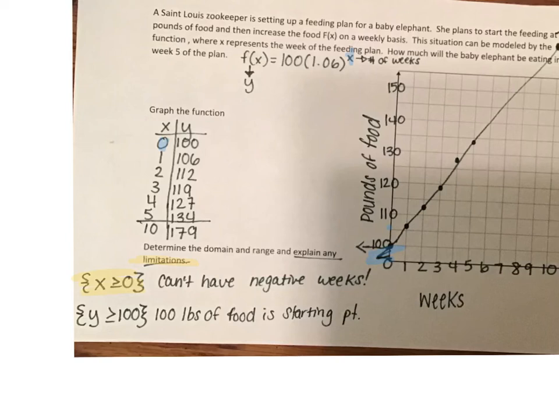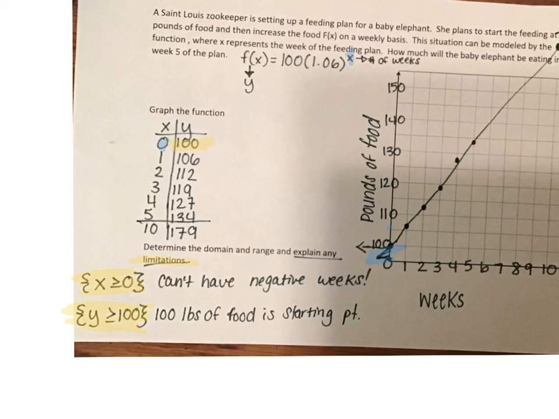When it comes to y, the limitation for your y values is that you're starting at 100. So when the elephant is born, it's starting at 100. So there's never going to be a number less than 100 for your y value because that's where you're starting. So your graph would never go anywhere below 100 because that's your y-intercept, or that is your starting point. And the graph can't go into the negative, so that's not possible. So I just said that 100 pounds of food is my starting point.